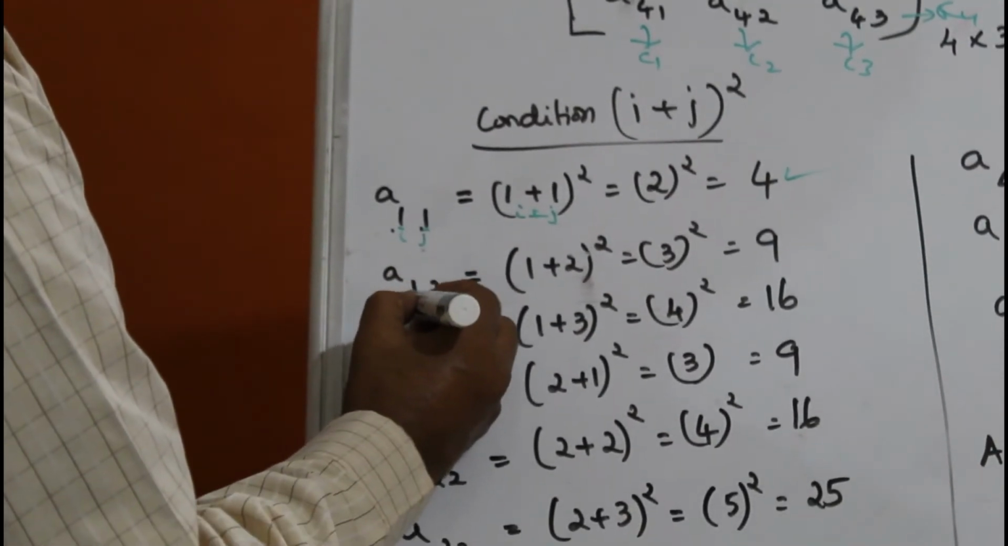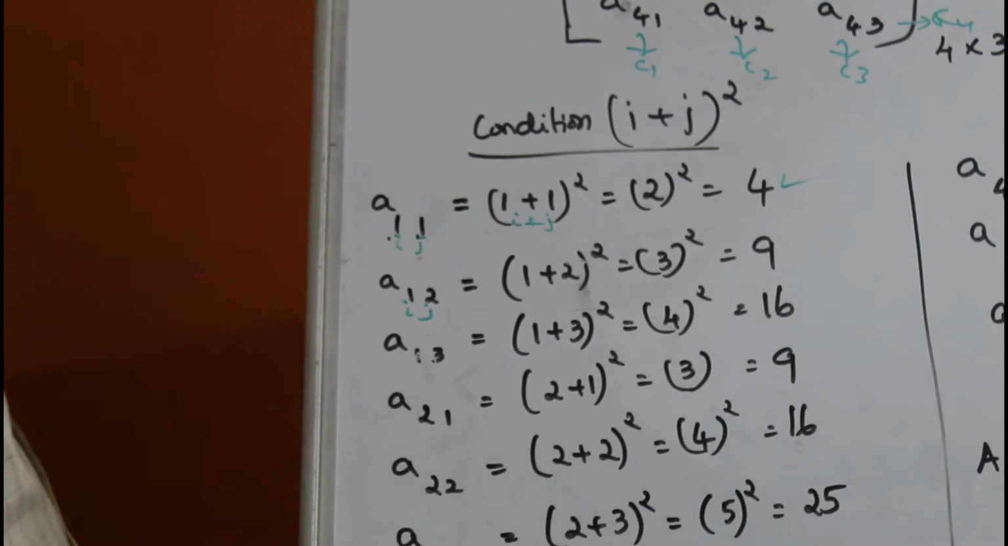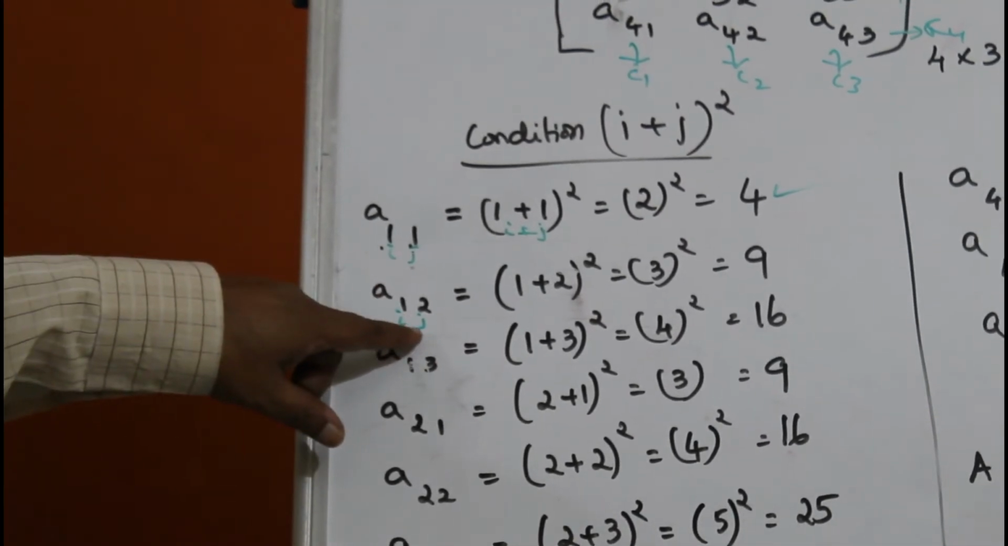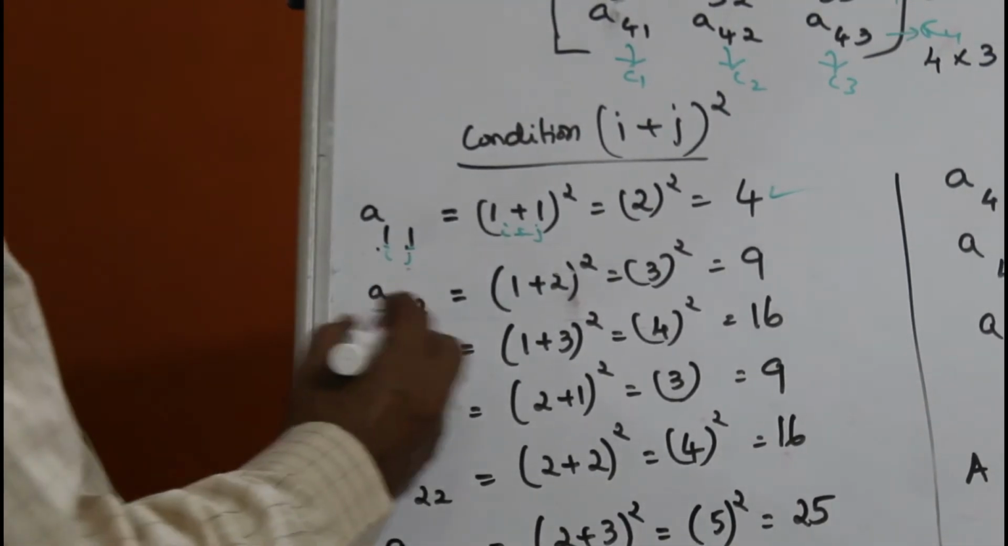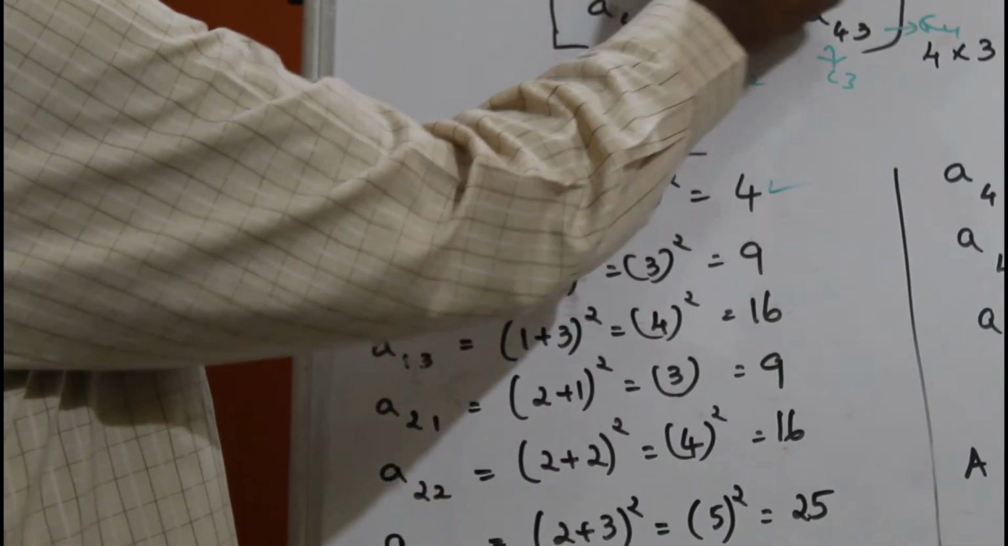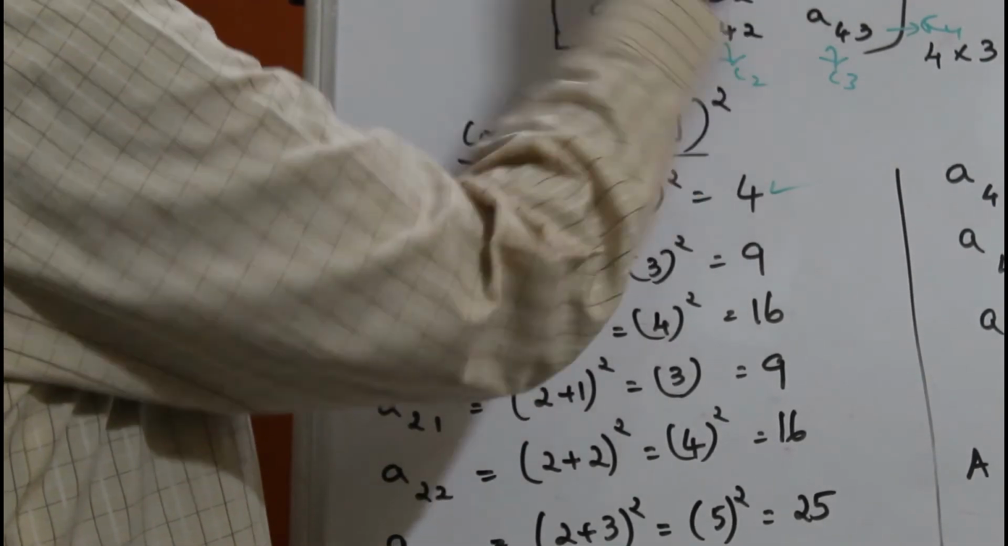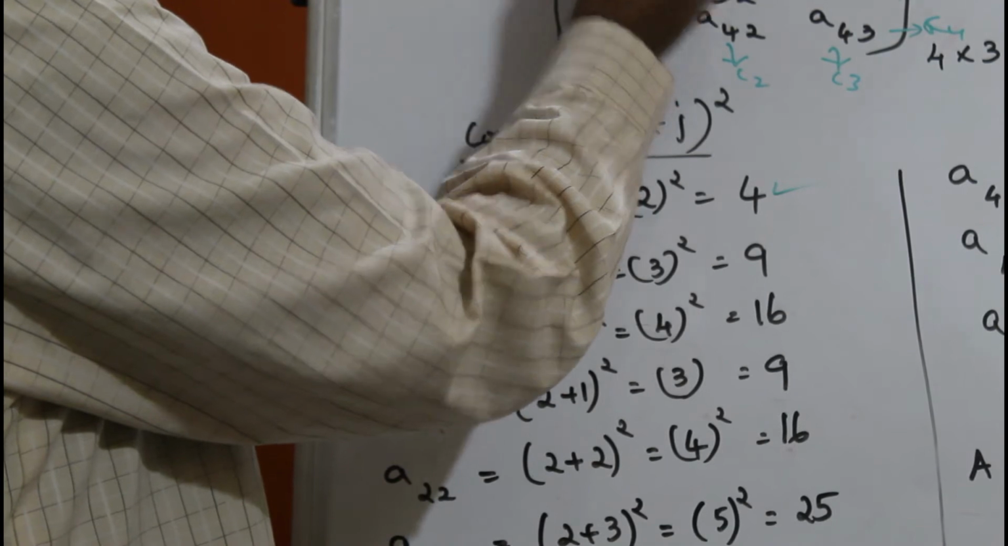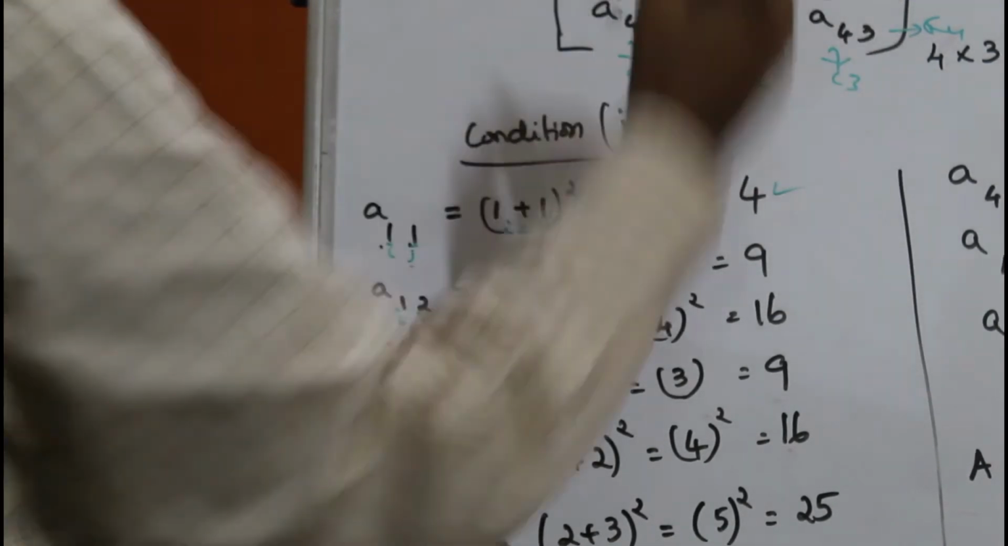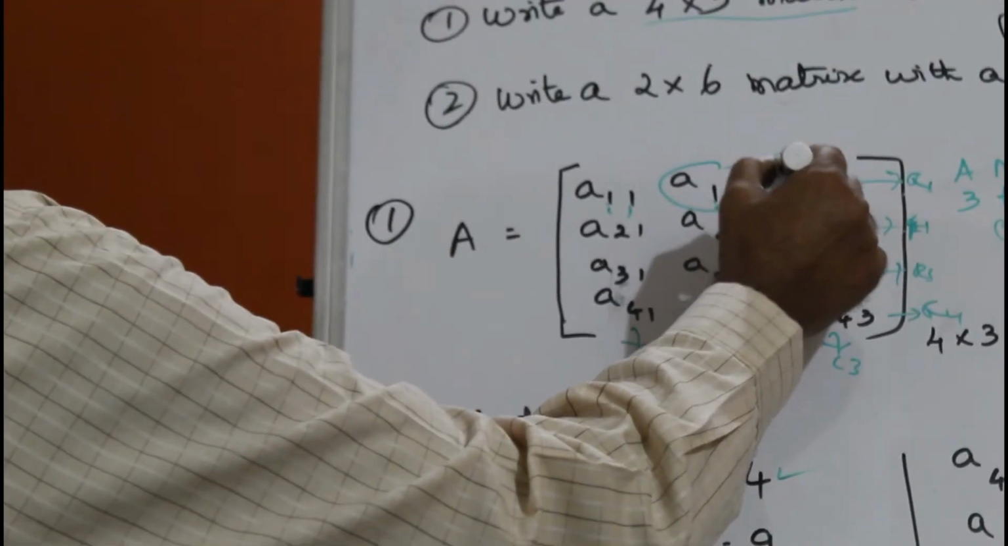This is called first row and second column. The first stands for row and the second stands for column. So this element is called i and j. This is called first row, first column; first row, third column, i and j. Each element you can name like this.